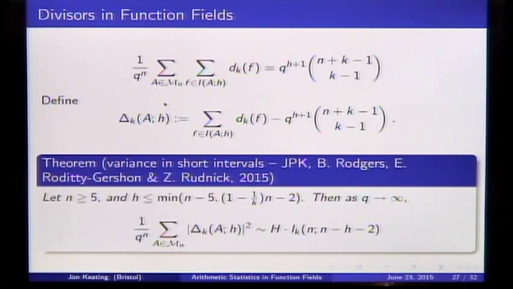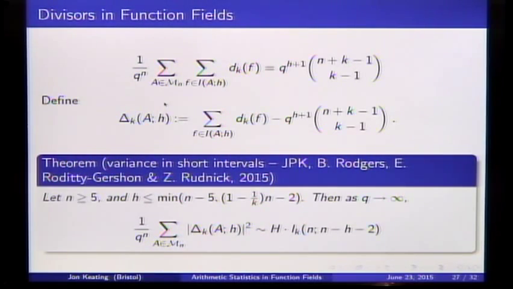And the idea is that you sum the error term in the divisor function, a divisor sum. You look at the variance of that over short intervals, and then compute that variance. And the answer is it's asymptotic to h, as q tends to infinity, times some function of n and h, and I'm going to tell you what this function is in a minute. So this uses the machinery I set out earlier of equidistribution. This is as far as equidistribution gets you.